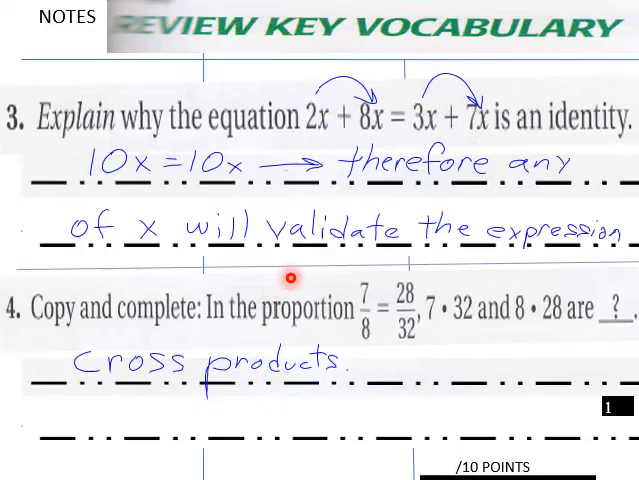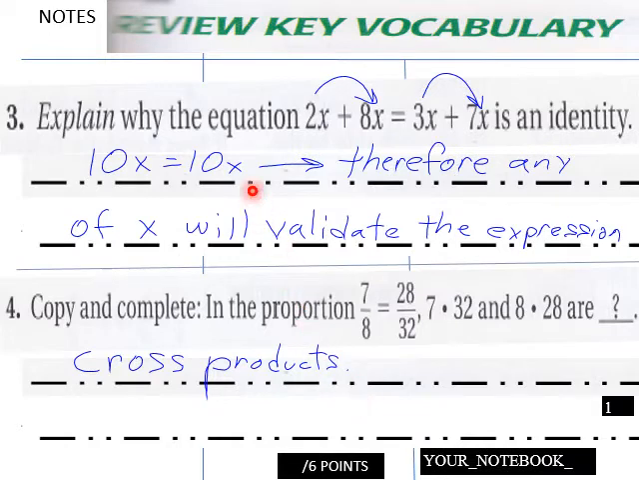Let's go into our first page, and it is a vocabulary. Here's an example of previous work here. So what's expected: explain why this equation is an identity, and then copy and complete the proportion 7 over 8 equals 28 over 32 or blank, so fill in the blank.